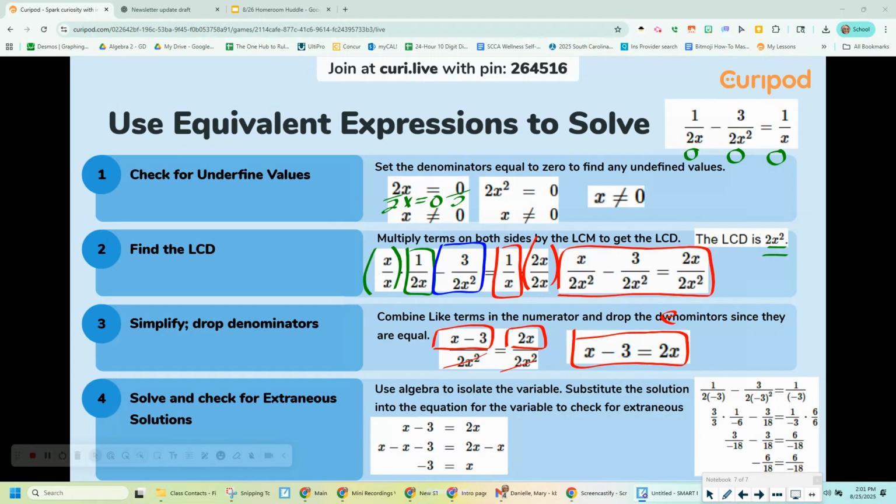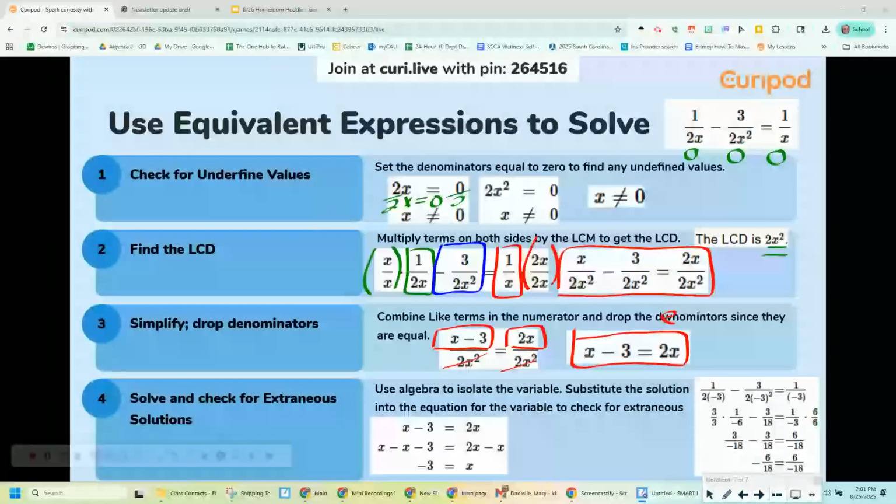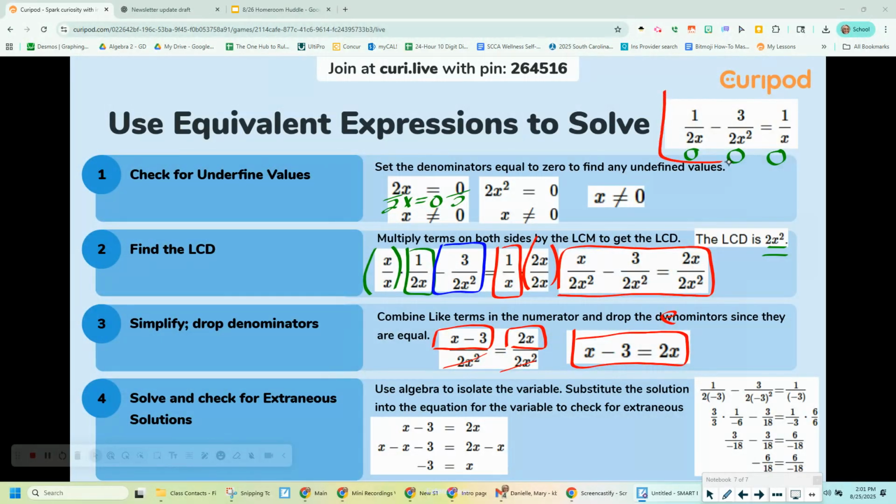I'm going to take the negative 3 and substitute it back into my original equation. Anywhere there's an x, I'm going to put negative 3 in, and I'm going to solve it till I get the same on both sides. Negative 6 over 18 equals negative 6 over 18. That is the same, so that is checked, and it is a viable solution, not extraneous.